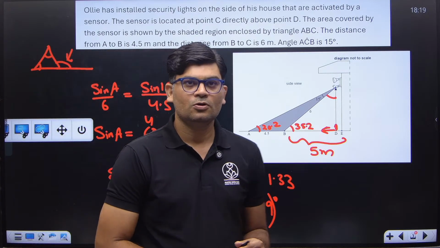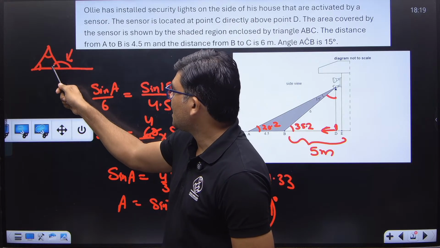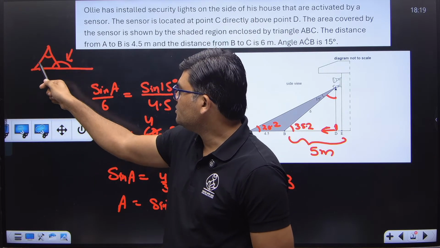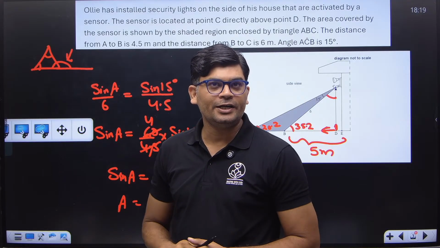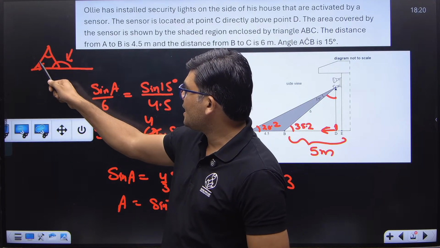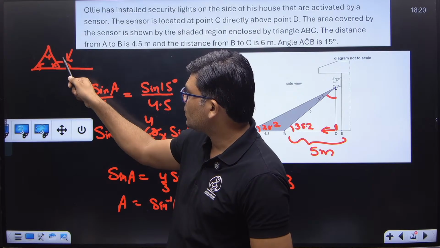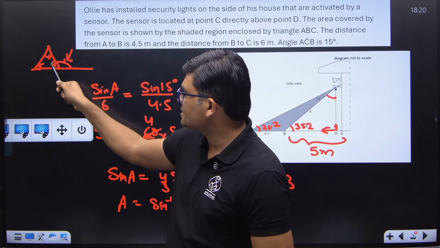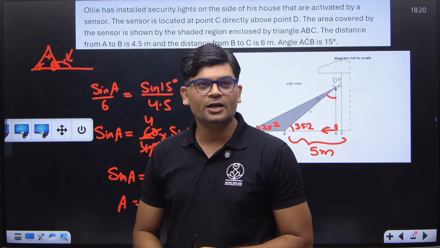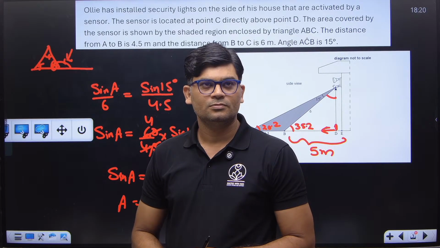How? This angle plus this angle is 180 degrees because they form a linear pair. And these three angles will also form 180 degrees because of the angle sum property of a triangle. So this angle plus this angle plus this is equal to this plus this. So we can cancel this part. So this angle is equal to the sum of these two angles. Are you getting it? Yeah.